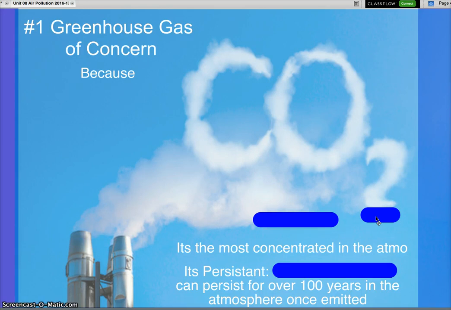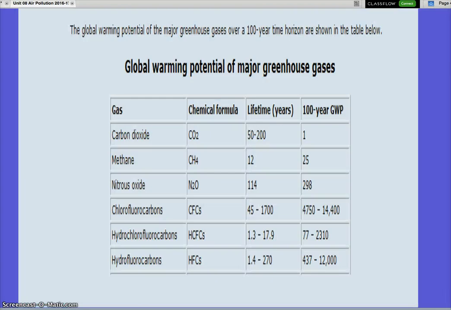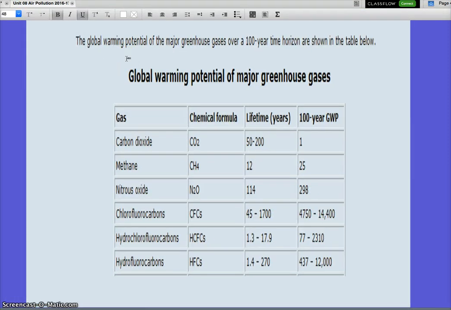Anybody know what persistence means in terms of gases in the atmosphere? Good. They do not react or break down easily, so they kind of linger there for a long time. So once you produce carbon dioxide, it's just going to hang out in the troposphere for long periods of time, causing more warming. So now we've got this graph, okay? And for a long time, you only talked about carbon dioxide, methane, and nitrous oxide. Carbon dioxide being the number one greenhouse gas of concern, but now we have to look at gases' potential to trap heat. So they have heat trapping potential.